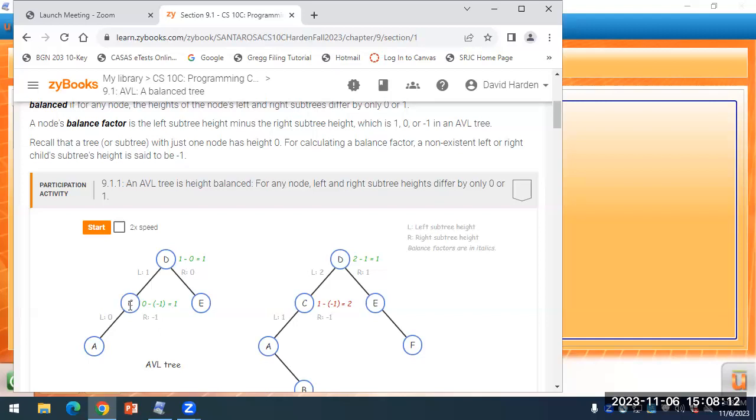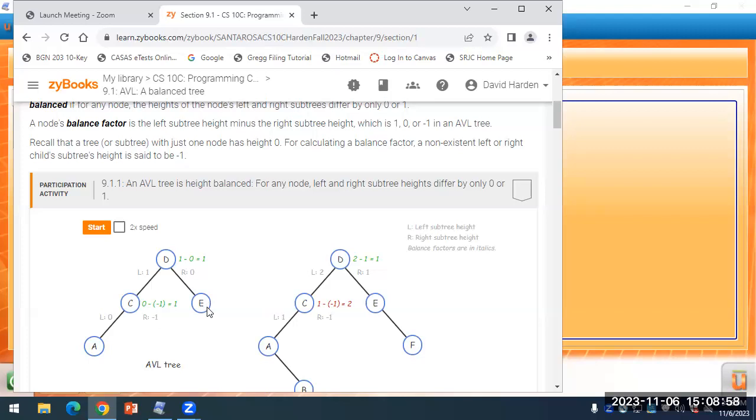But C's left subtree is 0. C's right subtree is -1. 0 minus -1 is 1. So C's balance factor is 1. And then leaves obviously are going to have a balance factor of 0. If you've got a leaf, the left subtree has a height of -1. The right subtree has a height of -1. So the balance factor is 0.